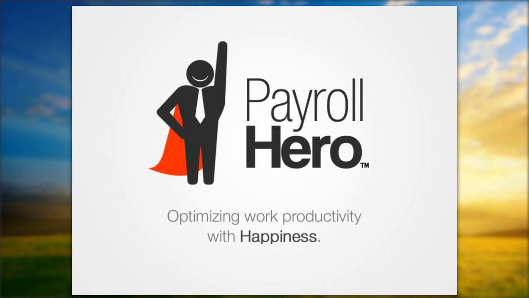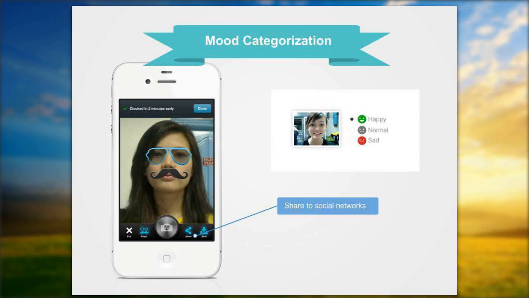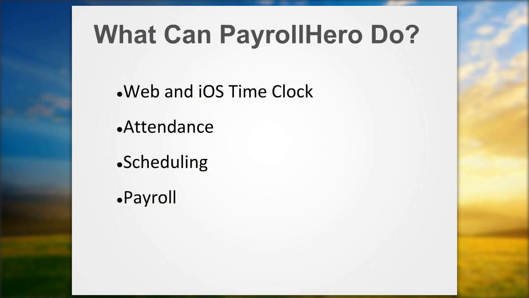Payroll Hero is a consumer-friendly time, attendance, scheduling, and payroll app that is in the cloud, built for web and mobile. What makes us different from our competitors is that we use our employees' face as our primary biometric to avoid buddy punching and ghost employees. These clock-ins and outs are further given a mood rating to establish business intelligence between productivity and mood. Here's what we're going to tackle today.